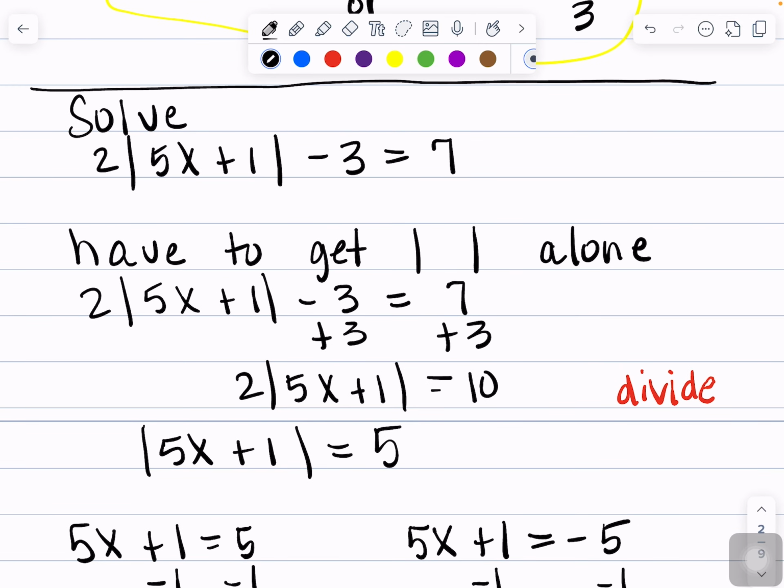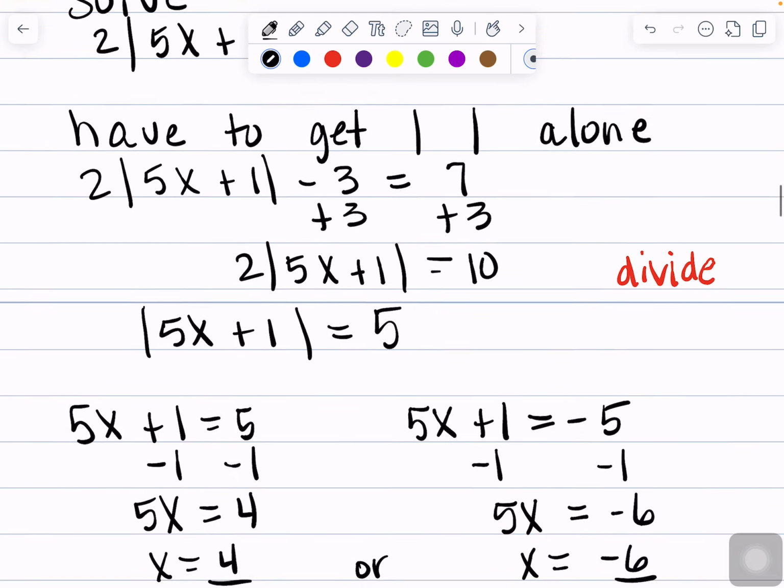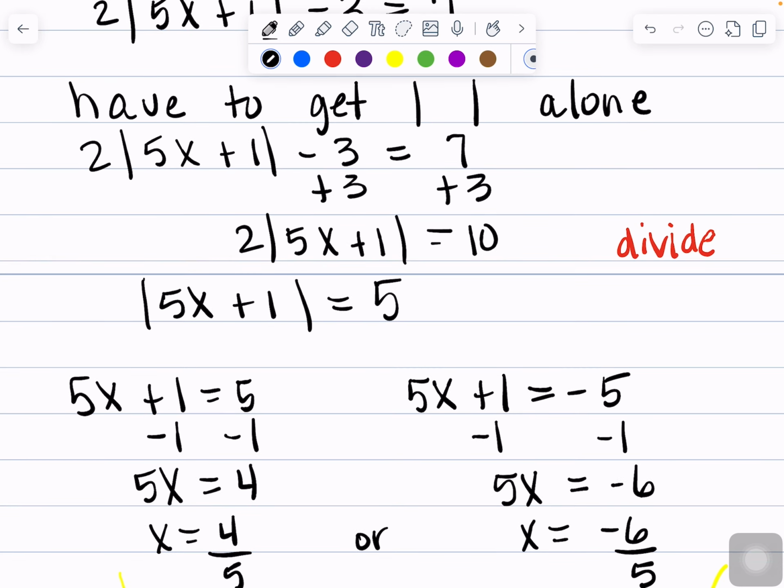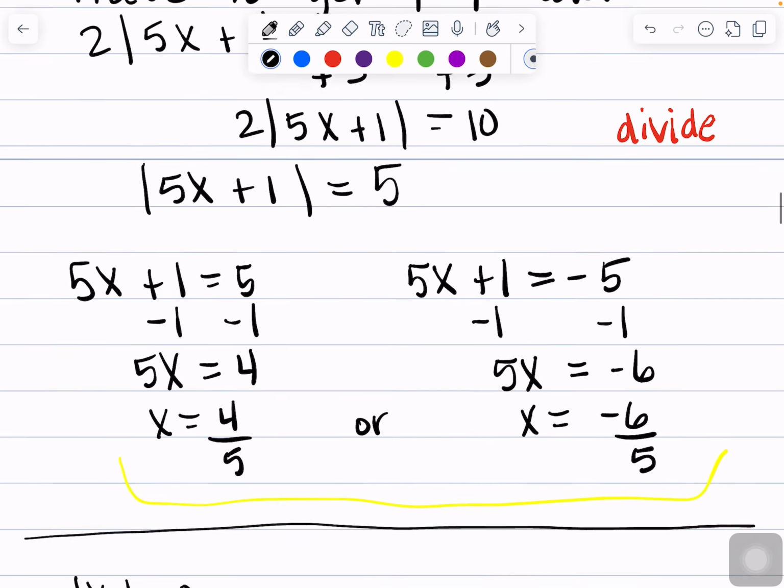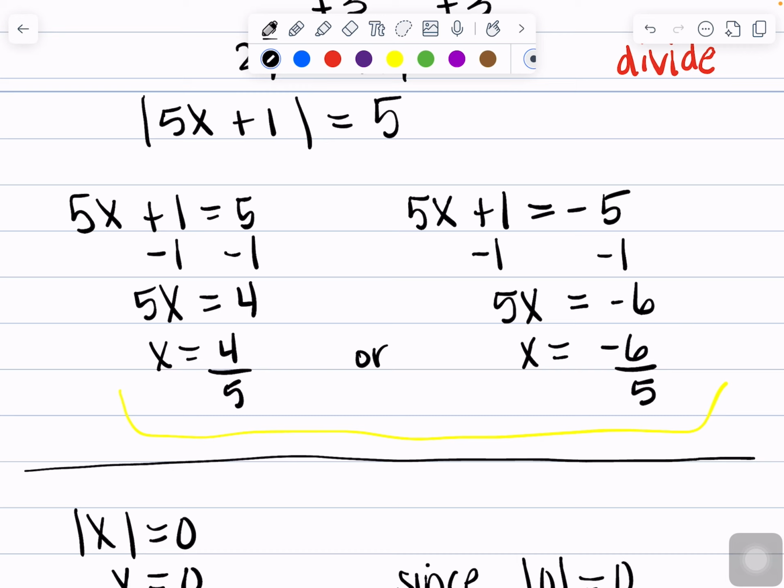What if we have something like this, where the absolute value is not by itself? We have to get it by itself. So we're going to take care of that minus 3 and add 3, and then divide that 10 divided by 2 to get the 5. Then we set it equal to 5, and we set it equal to negative 5, and solve, subtract, and divide. Two answers.